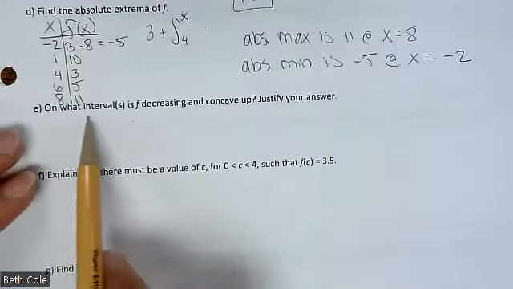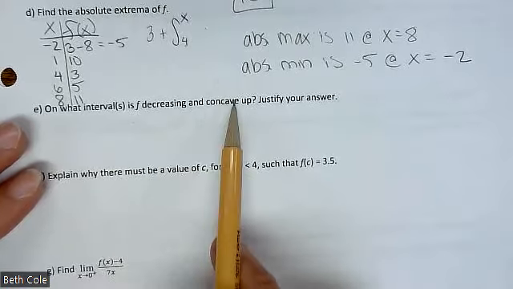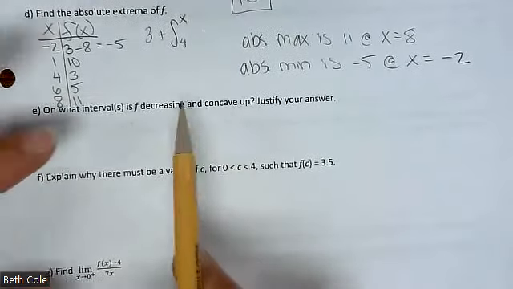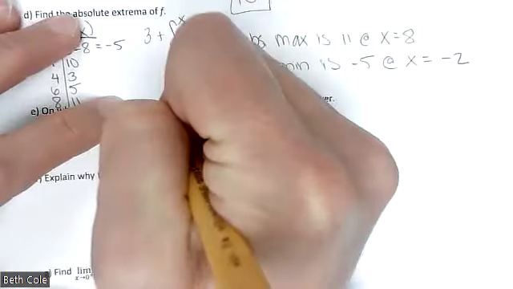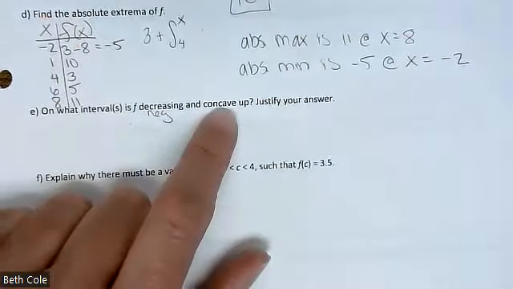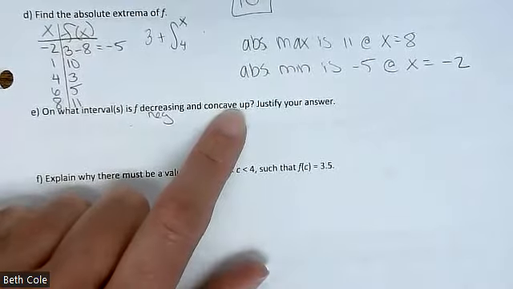All right. On what intervals is f decreasing and concave up? This is your sticky note thing. Decreasing means the graph is below sea level, or negative. I'm just going to write a little note. Concave up means the graph that we are looking at.